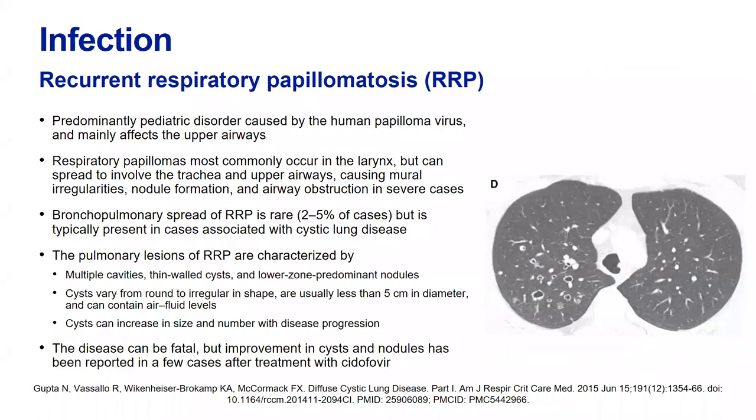Recurrent respiratory papillomatosis. This really occurs in kids. It's caused by HPV, and the most common site that's affected is the larynx. However, it can have bronchopulmonary spread, and papillomas are seen in these areas and can result in cystic lung disease. What you will see on imaging will be multiple cavities, thin wall cysts, and generally lower zone predominant nodules as well. The cysts themselves have an irregular shape, and they can contain air fluid levels.